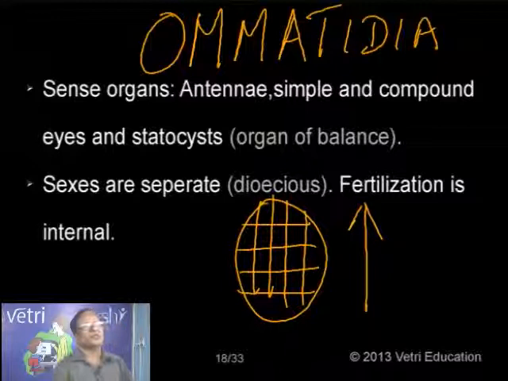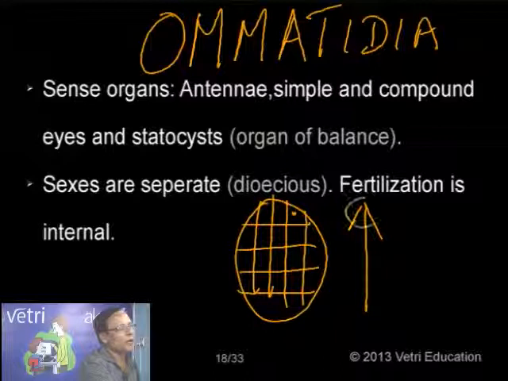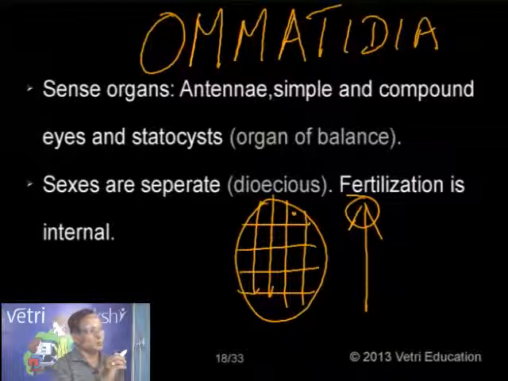Each unit receives only a part of the light, a part of the image reflected from the object. So it receives an image of only a part of the object. The image formation is nothing but the collective effect of many lenses. If the animal wants to see one full object, it makes use of many lenses. That is what we call mosaic vision.